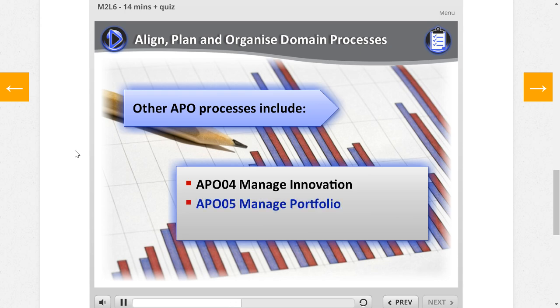APO 05. Manage portfolio. This process is concerned with the management of a portfolio of IT services that help the enterprise to achieve its objectives. It includes identifying new services and making investment decisions. APO 06. Manage budget and costs.